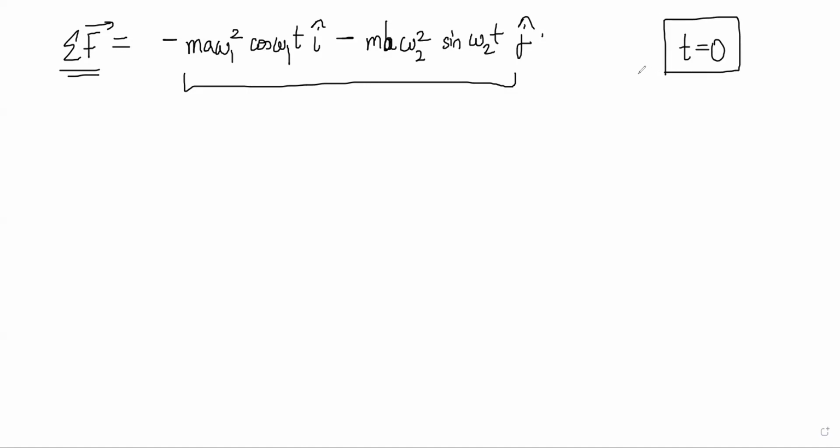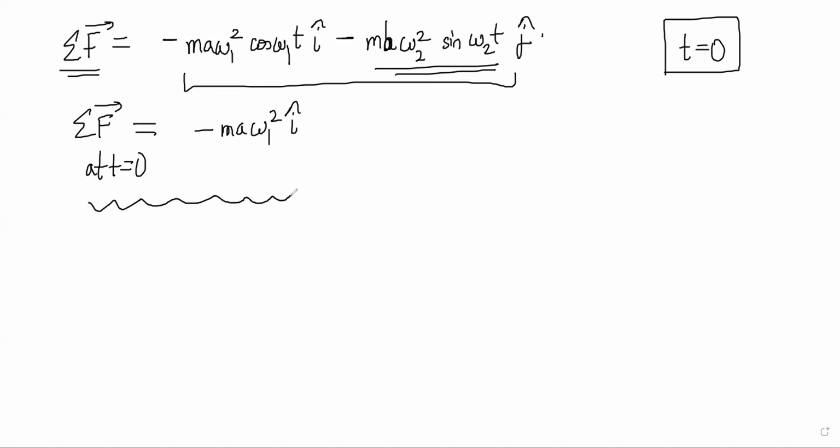So what you can say is, at time t is equal to 0, the force acting on the particle would just be minus m a omega 1 square I cap. This term vanishes. So this is the force at t is equal to 0. And now we just have to find the torque of this force about the origin. How do I find the torque? You have to write the r vector.